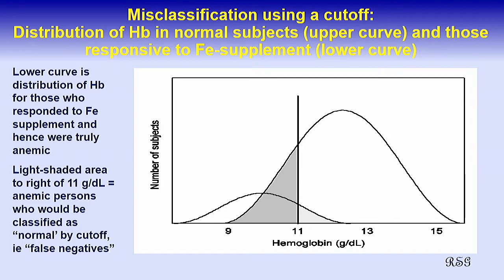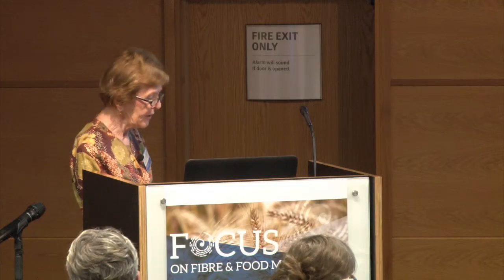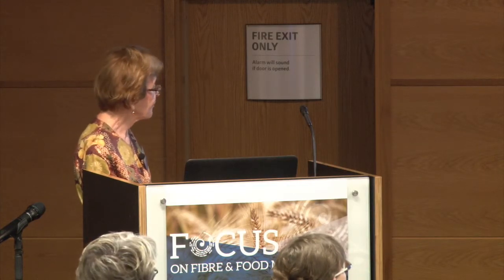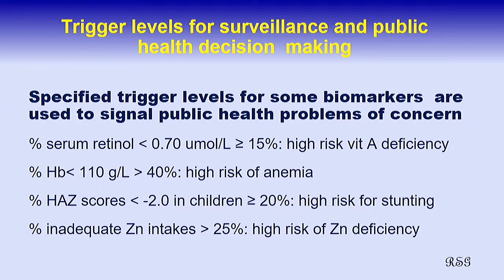So what can we do about this? Well, one way of improving the specificity and sensitivity of our biomarker is to use a combination of biomarkers to examine one nutrient deficiency. Unfortunately, for some nutrients, we don't have a number of different biomarker indicators to use, but we do for iron. WHO has developed some trigger levels for surveillance and public health decision-making. These are particularly useful to signal public health problems of concern and are used in many low-income countries to try and motivate the Ministry of Health to address these problems of public health concern.